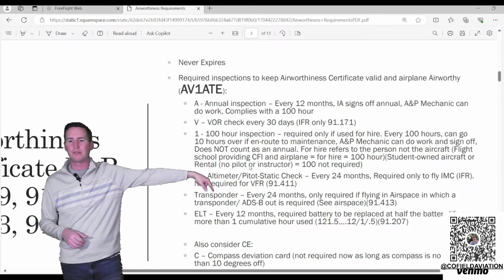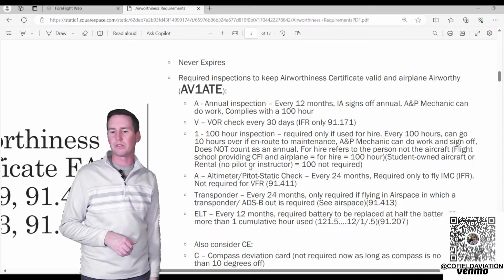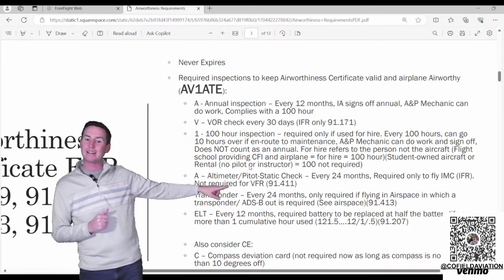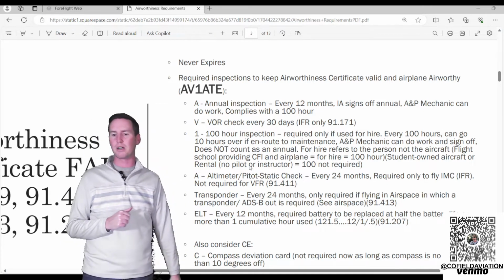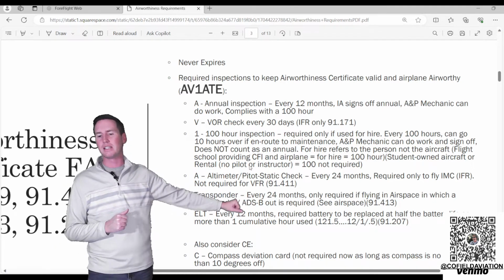So transponder is also every 24 months. It's only required if flying in airspace in which a transponder / ADS-B out is required. So see that National Airspace System video to dig into when a transponder is required. And that is 91.413 is where that is.